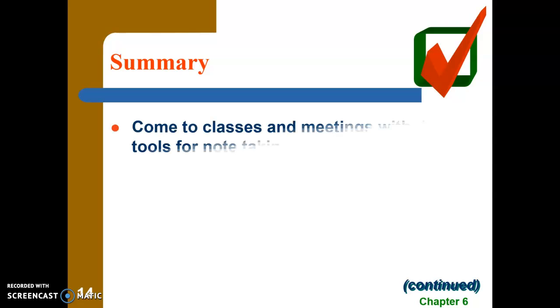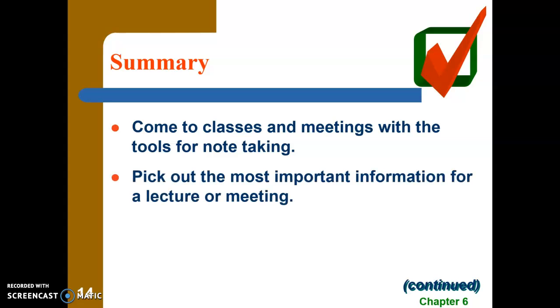So here's the summary from chapter 6. We want to make sure that when we're coming to classes or meetings, we want to be prepared to take notes. And so we want to make sure that we have any and all of our tools that we need to take notes. We want to pick out the most important information from a lecture or a meeting to take notes with. So this is where we're going to listen to that teacher for their personality clues and their verbal clues. So listen and watch, I should say, to pick up on those clues that they give.